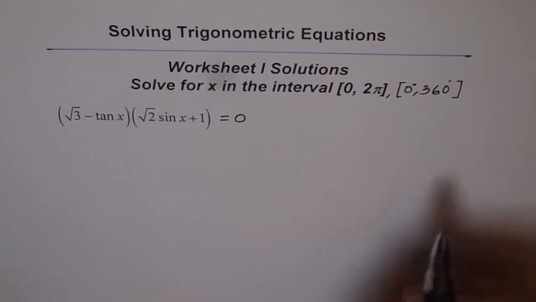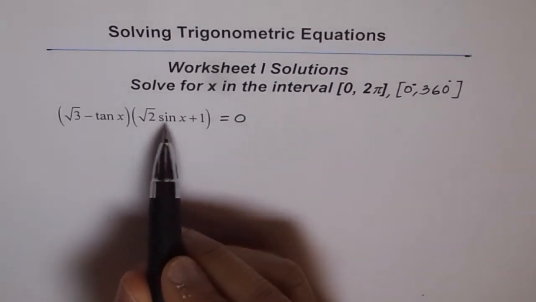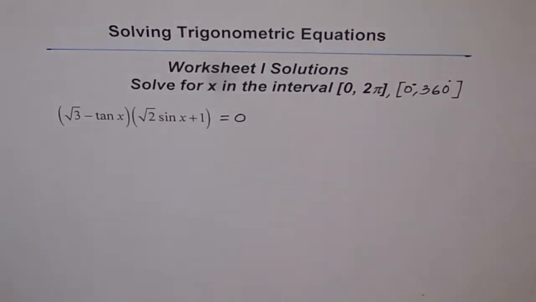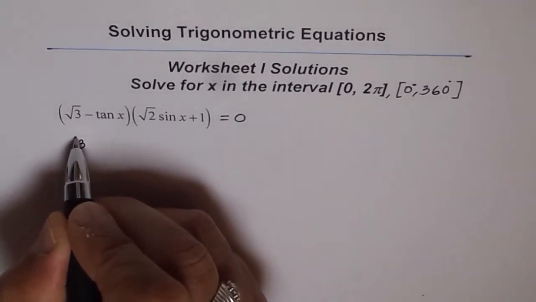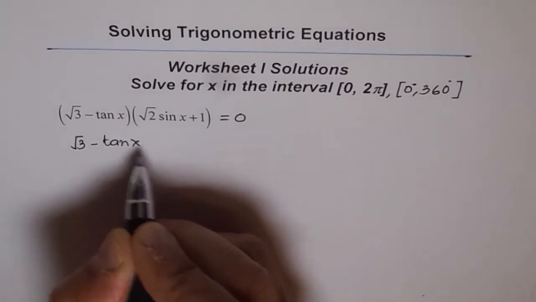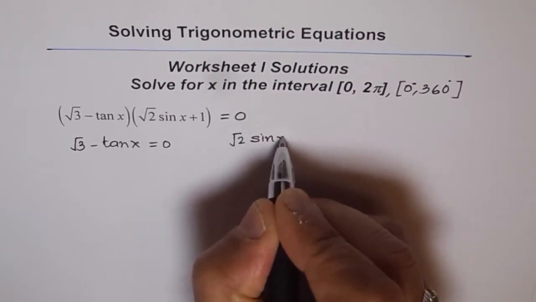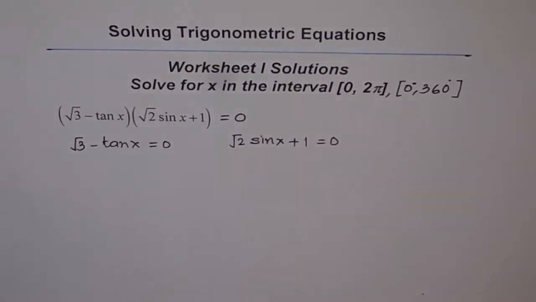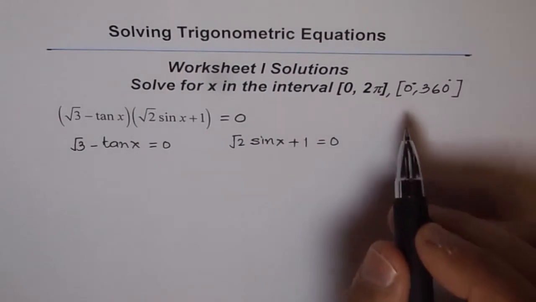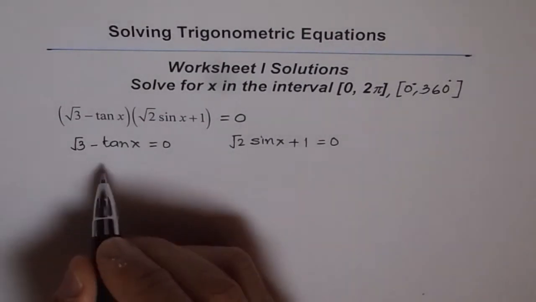Right. Now, the problem is (square root of 3 minus tan x) times (square root of 2 sin x plus 1) equals 0. Now this is a quadratic equation in the factored form. So here, for this to be 0, either square root of 3 minus tan x equals 0 or square root of 2 sin x plus 1 equals 0, right? So both will give us a set of solutions within our domain of 0 to 2 pi or 0 to 360 degrees.